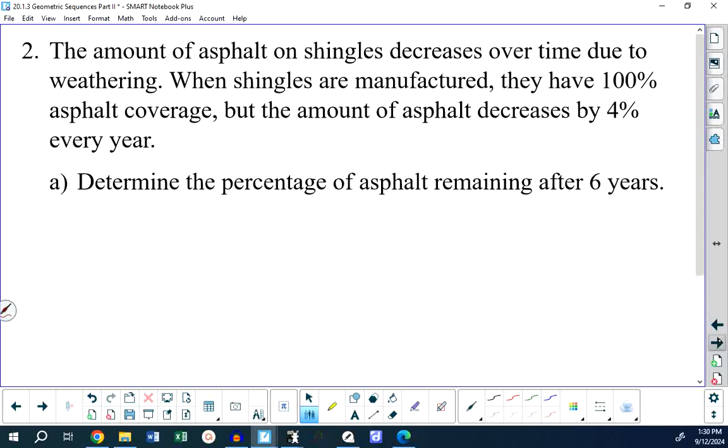So what I'm going to do is I'm going to put for a first term 100%. And if it decreases by 4%, then it makes sense that this will be 96%. These are percentages. Are you with me on that?